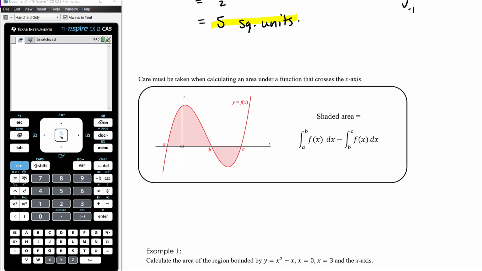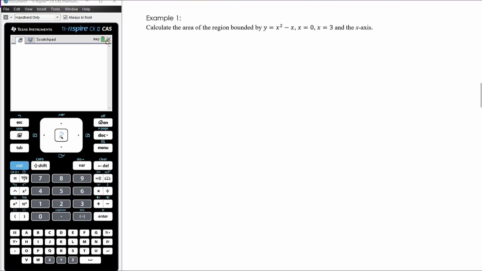Okay, so the key though is you've got to look at the graph. You have to have a look at a graph of what area am I trying to find here, so that you can work out what integrals you need to set up in order to find that area. Okay, so let's work through some examples.